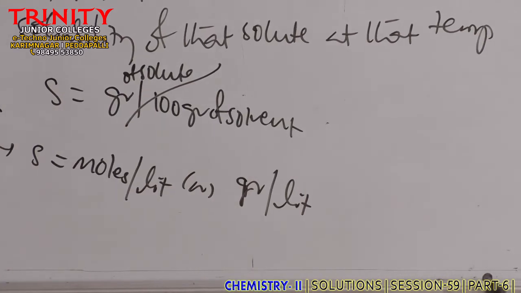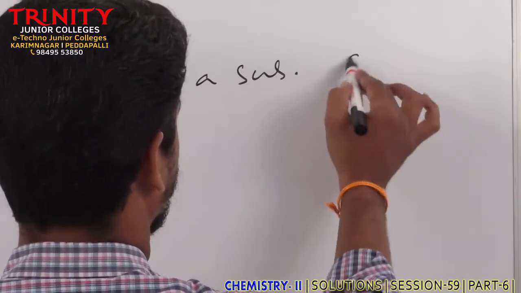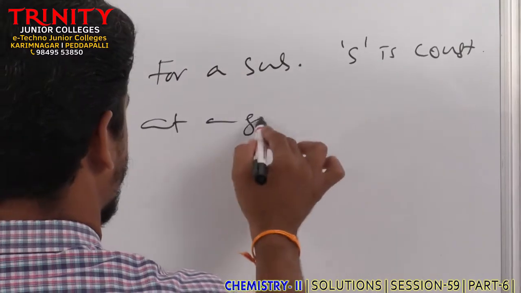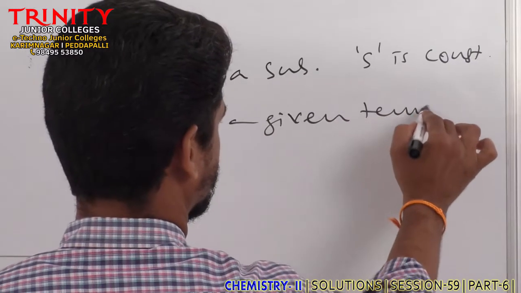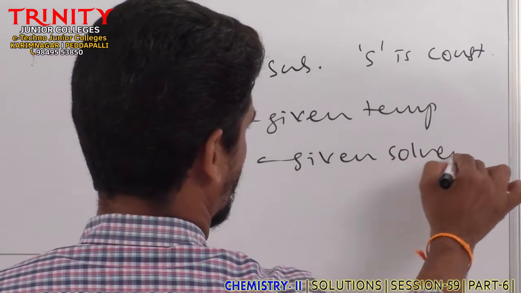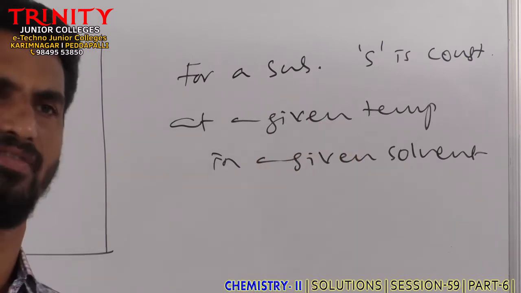Clear? Solubility is constant for a solute. For a substance, solubility is constant at a given temperature in a given solvent. For example, the solubility of NaCl in water at 298 kelvin is a constant value.